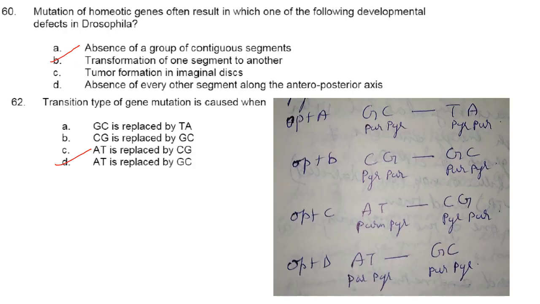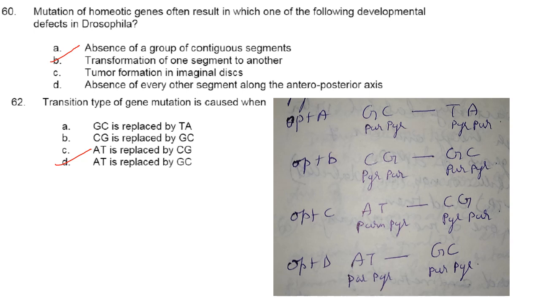Then, mutation of homeotic genes often results in which one of the following developmental defects in Drosophila? So, homeotic genes are responsible for determining the identity of particular segments or structures of the body. So, mutation in homeotic genes causes displaced body parts, such as antennae growing at the posterior end of the fly instead of the head. So it is option B, that is transformation of one segment to another. Answer is option B.